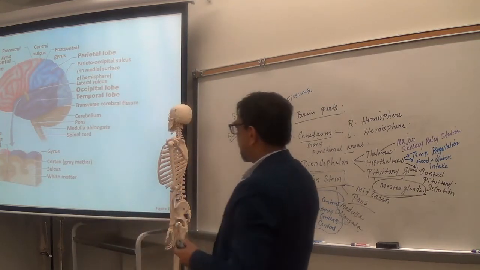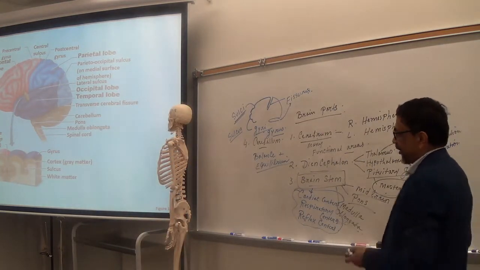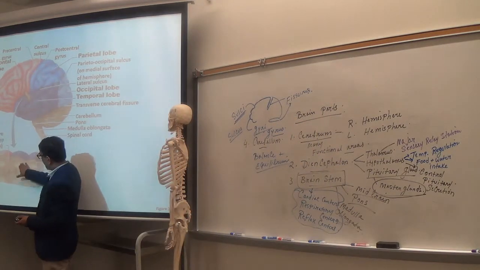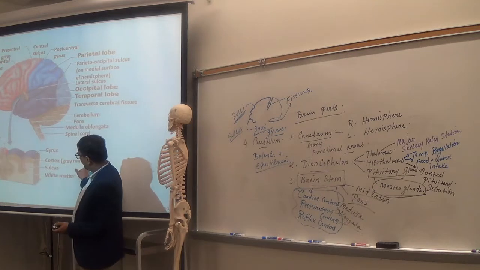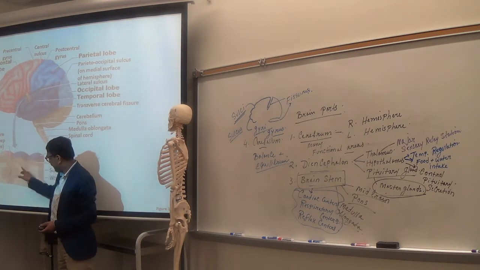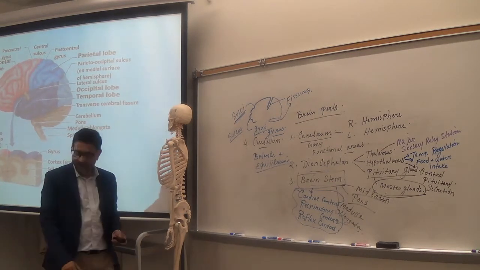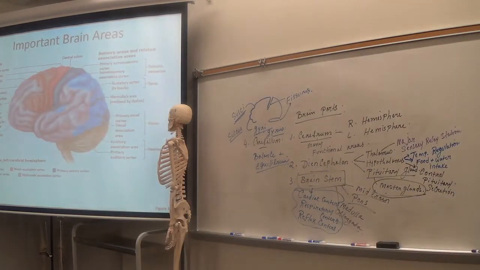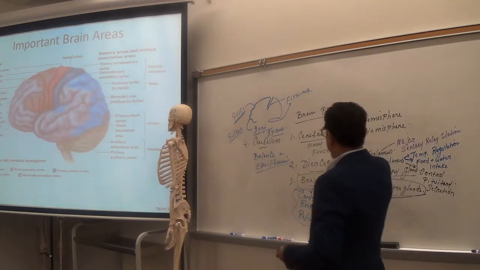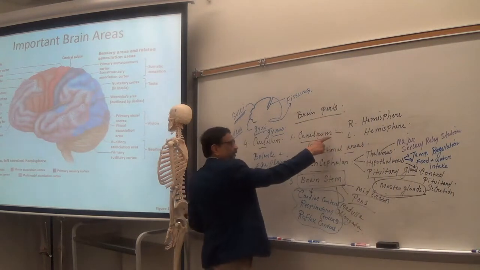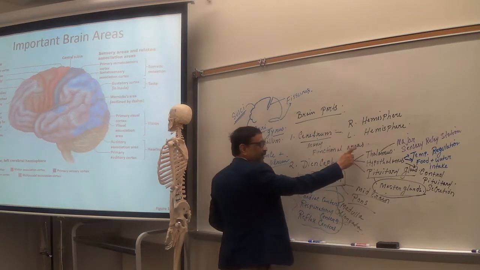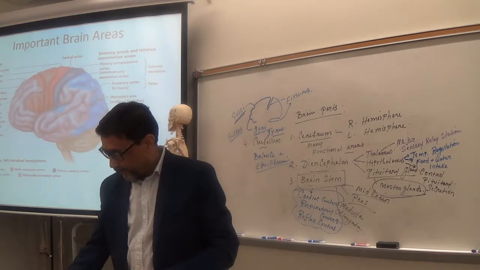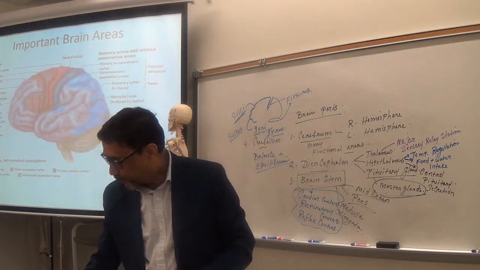So those are the fissures. Now, as I have mentioned, if you cut the brain, the outer surface is the gray matter, which is called the cortex, cerebral cortex, and the inner part is the white matter. Okay. In the cerebral cortex or surface, you have many functional areas. Many, but few are those you need to know.